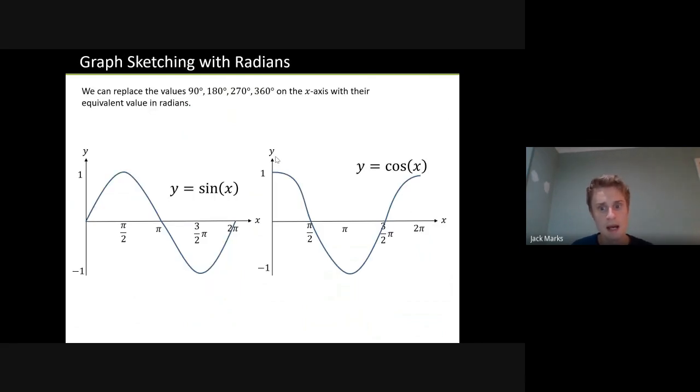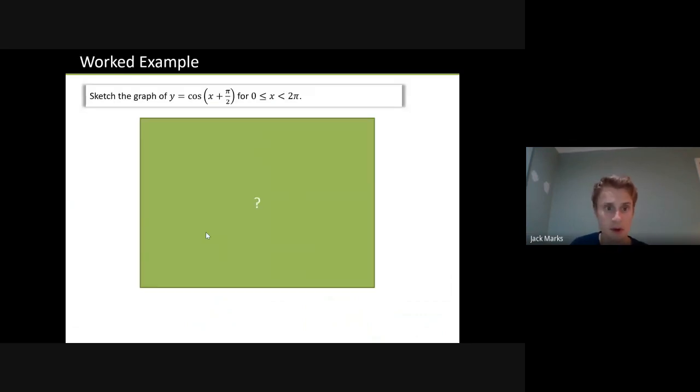If we're sketching graphs with radians, well, what do we change? We just change 90 to pi over 2, and 180 to pi, and so on. If we draw this as the same scale, we're effectively just changing these numbers. But x is no longer in terms of degrees anymore. This would be in terms of radians. Tan would be the same sort of thing as well.